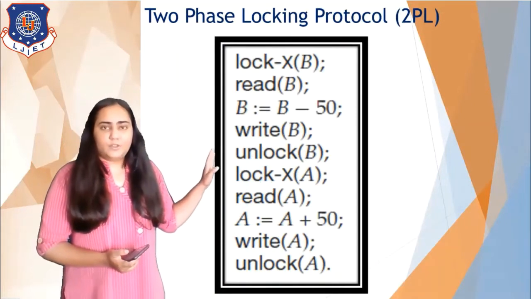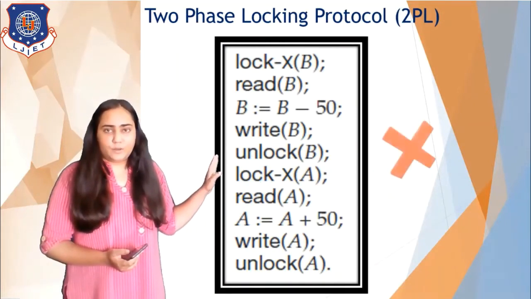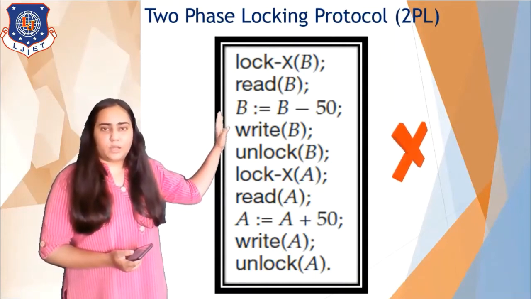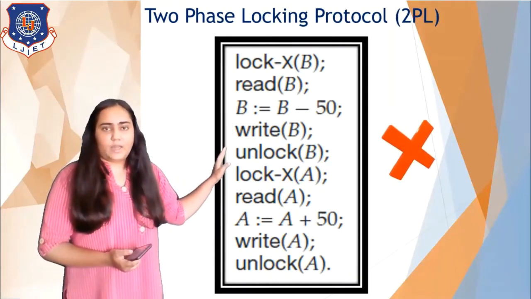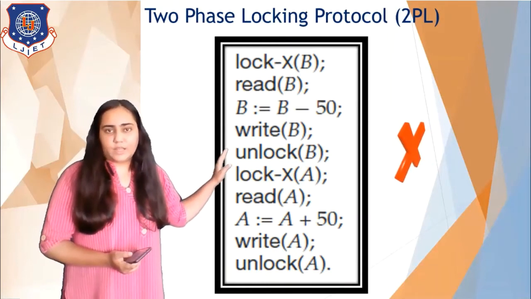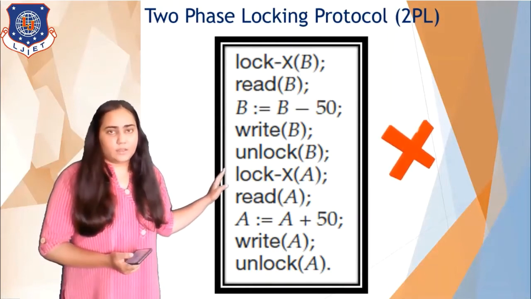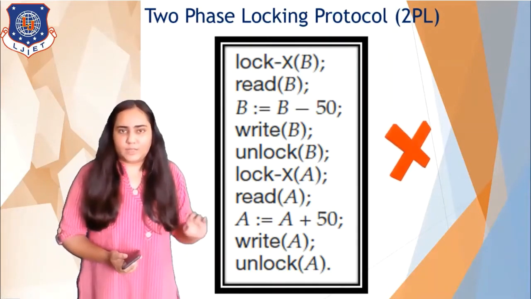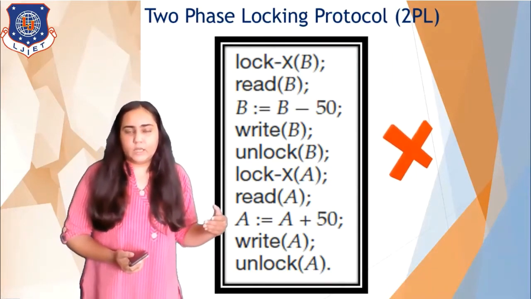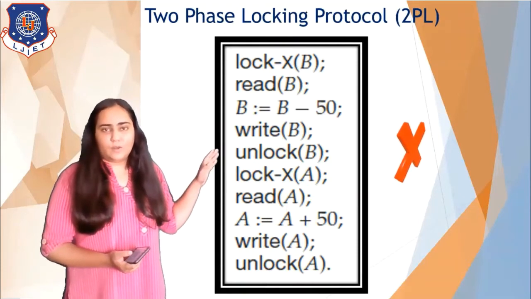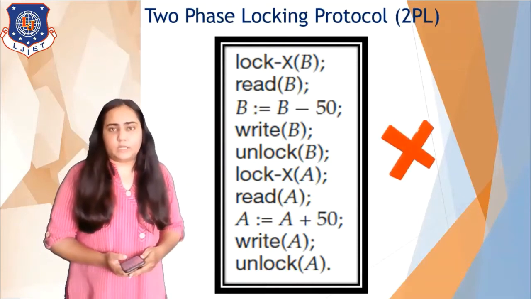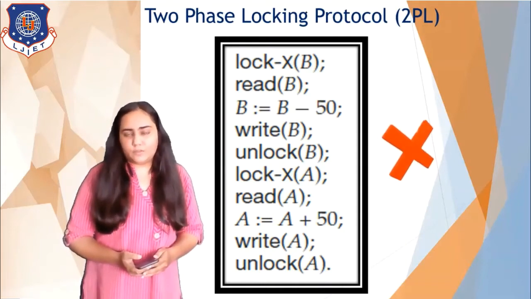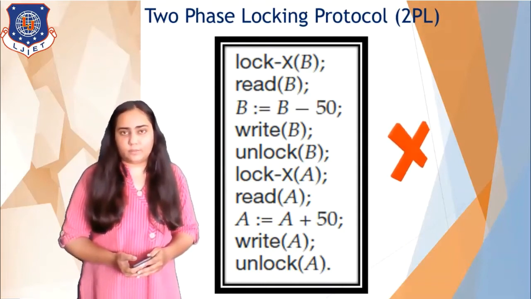This transaction right here does not follow two-phase locking protocol because you can see there's an exclusive lock on B, and then unlock B is done, and then again there's a lock on A. So this is a process where all the lock operations are not coming together in one phase. And after doing unlock also, another lock is being obtained. So this transaction right here does not follow a two-phase locking protocol.